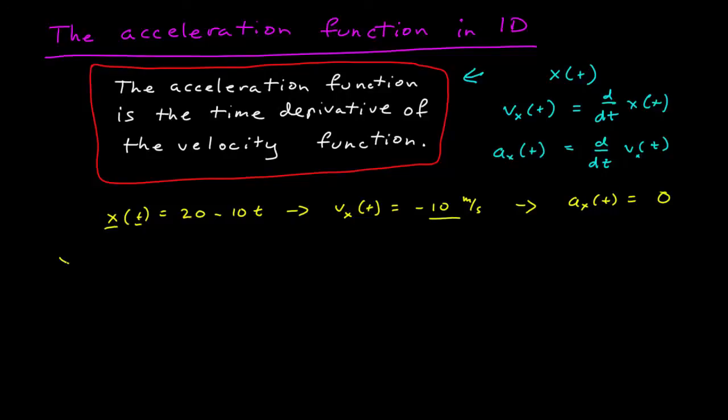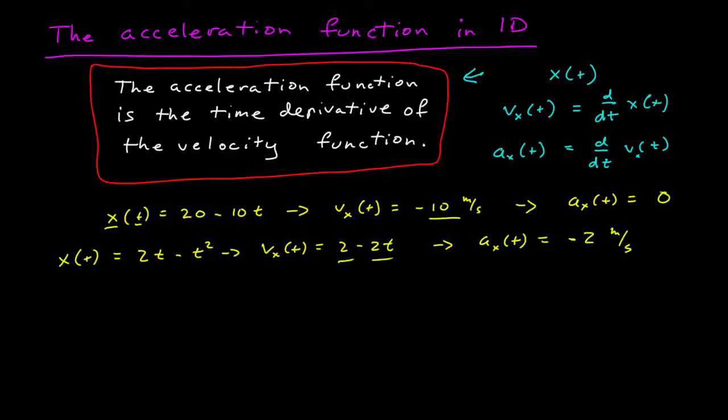Okay, so let's look at something only slightly more interesting. So now we'll do 2t minus t squared. If I differentiate this once, I get the velocity function in time, which is 2 minus 2t. And now I can differentiate this and get the acceleration as a function of time. I differentiate the 2, get 0, differentiate minus 2t, and I get minus 2. And now meters per second squared is the units of acceleration.